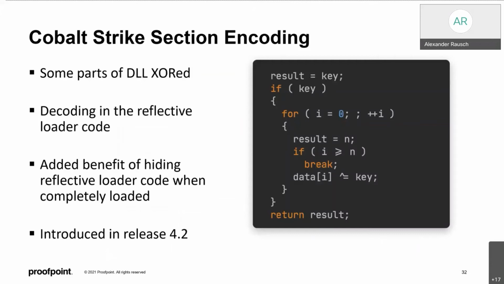This relatively new feature encodes part of the beacon DLL that resides in the part of the memory that is just about to be executed by the new thread with a 1-byte XOR cipher. The decoding step is implemented in the reflective loader code itself. This has the added benefit of hiding the reflective loader code in memory when the beacon is fully staged, which is unfortunate from a defender's perspective, since generic signatures on reflective loader code tend to be very effective against CobaltStrike, but also against other tools.